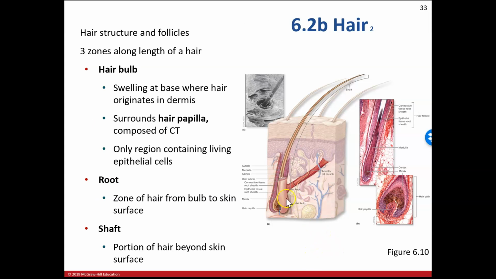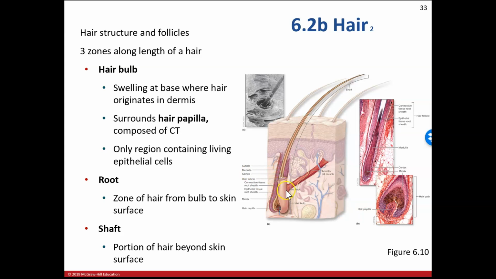So we have 3 zones along our hair length. We have the hair bulb, which is this region down here. Notice that this is taking place in the dermis, and it's kind of swollen and round. It's also going to surround the hair papilla, which you can see better in this histology slide, I believe, and it's composed of connective tissue.